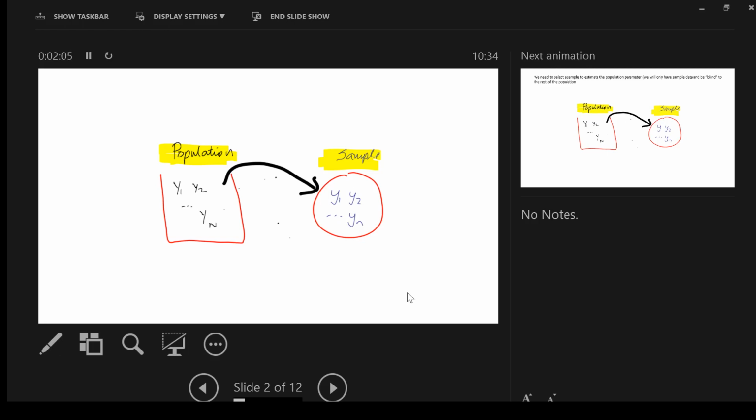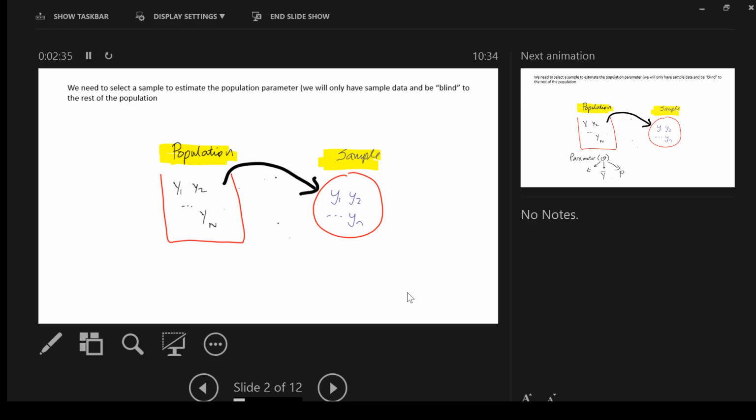But we've spoken about the reasons why we sample. It will take too long to look at all of them, all the various reasons, it's too expensive, etc., etc. So we're going to draw a sample, and the sample is represented there, y1 to yn, so those are like the people we chose, and say we took their hearts, whatever, and that will be the y1 up to yn. Now, we need to select a sample to estimate the population parameter.